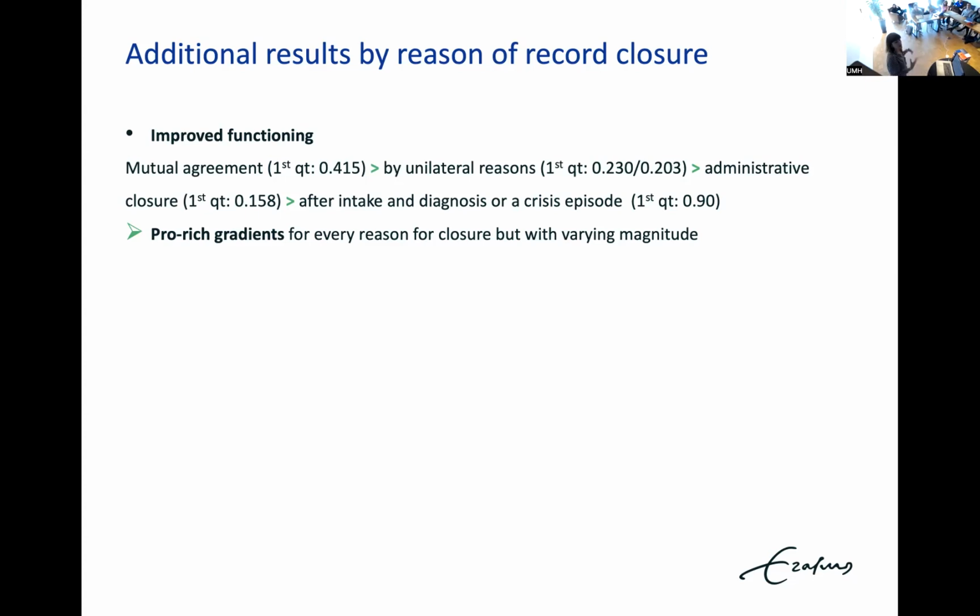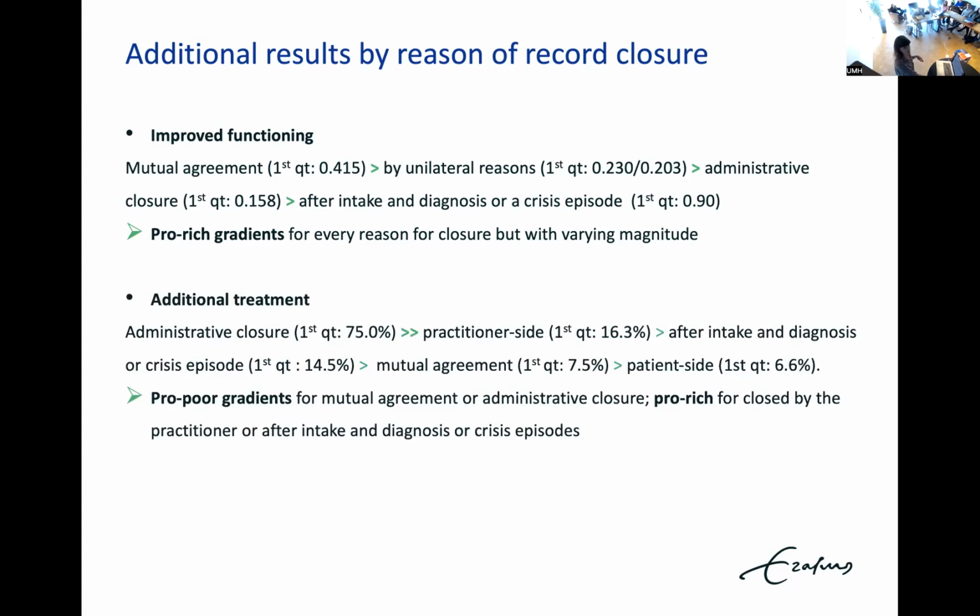And then what we see is that it is pro-rich for every reason. So regardless of the reason of closure, richer people will always be more likely to improve. And then when we look at additional treatment, more or less as expected, 75% of those with an admin closure are the ones that get additional treatment, and much less in all the other reasons of closure. And here it's not that consistent. So we see proper gradients for mutual agreement and admin closure, which means that when the records are closed for these reasons, then poor people will be more likely to have an additional treatment record. But for the records that are closed from the practitioner side, patient side, or after intake, then rich people are more likely to have an additional treatment record, which to me seems a bit of this ability to navigate, push forward, continue, regardless of the way or the reason the record was closed.